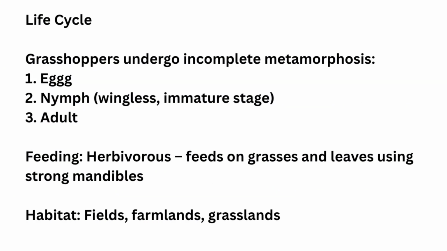Looking at the life cycle of this specimen, it undergoes what we call incomplete metamorphosis. That means there is no larva, no pupa. So we move from egg to nymph to adult. The nymph is wingless and it looks almost like the adult.